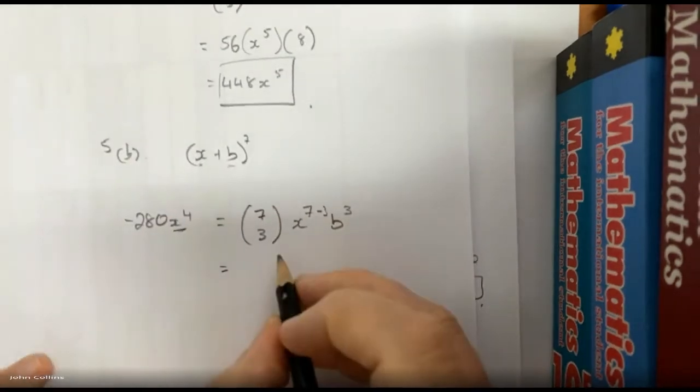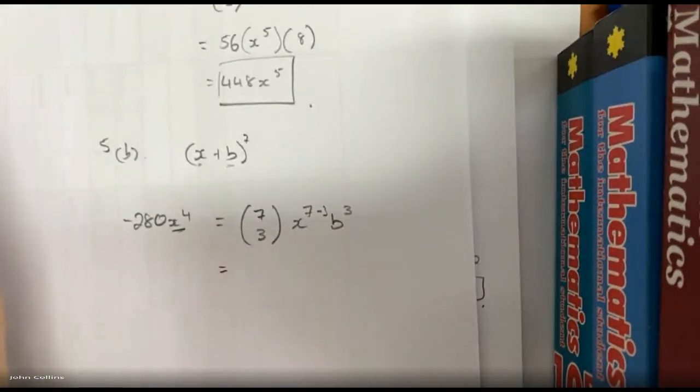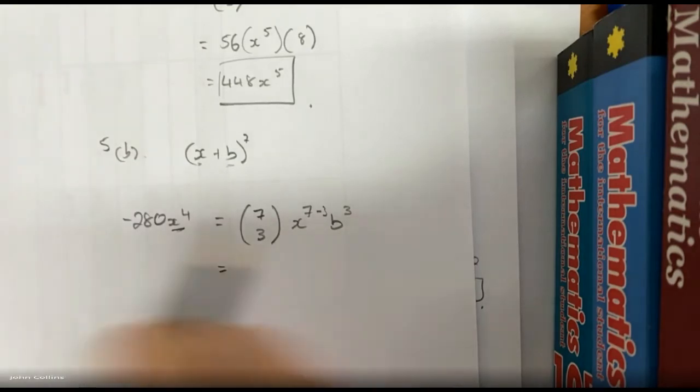Now it's a calculator job to find it, or you can use Pascal's triangle. The 7th row of Pascal's triangle is not too bad. It's about getting the right one.